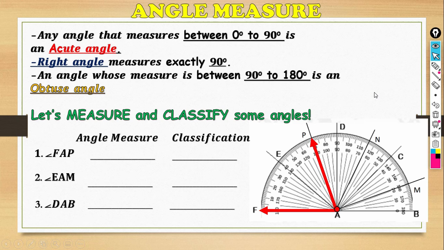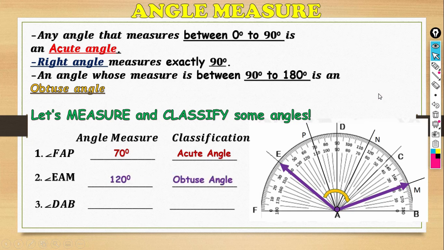Okay, so let's measure and classify the angles for number 1. Yan. So, starting from 0 to 70. That's why the answer is 70 degrees and it is an acute angle. Number 2, we have angle EAM. Ayan. From 40 degrees to 160 degrees. And the answer is 120 degrees and it is an obtuse angle. Next, we have angle DAB. So, from 0 degrees to 90 degrees and the measure is 90 degrees and it is a right angle.